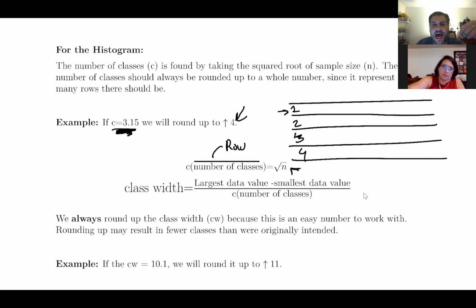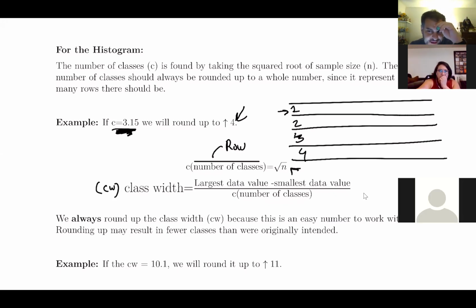Up next we're gonna go over how to calculate the class width. For the class width, I usually use the symbol CW. So if you see CW, that is me representing class width. The way that we calculate it is pretty straightforward. You take the largest data value, subtract the smallest data value, and divide by the number of classes. Just remember the number of classes should be the whole number. So you would use 4. You wouldn't use 3.15.